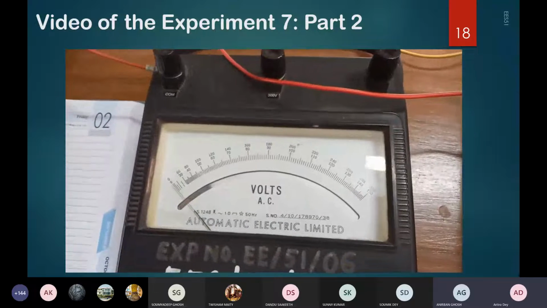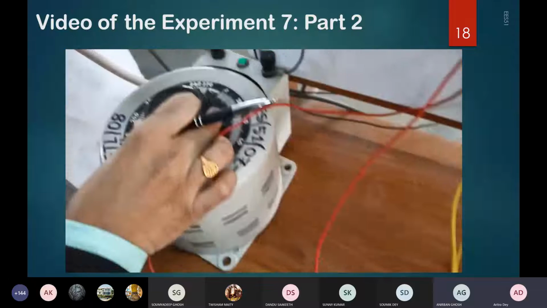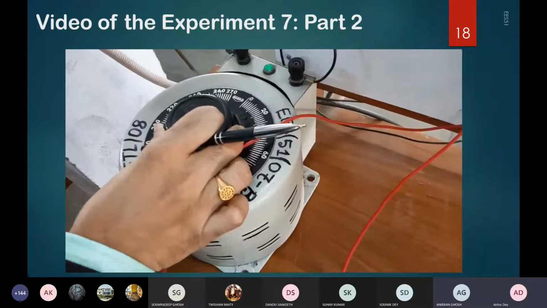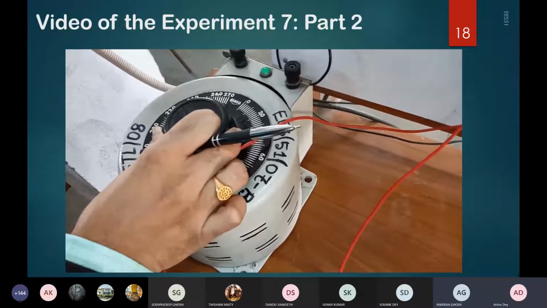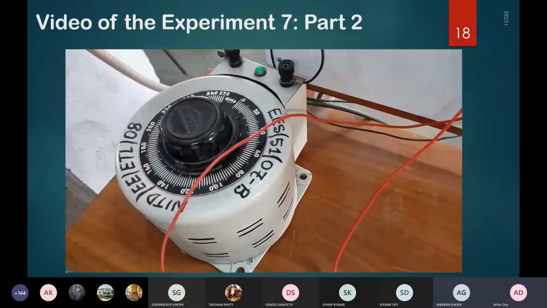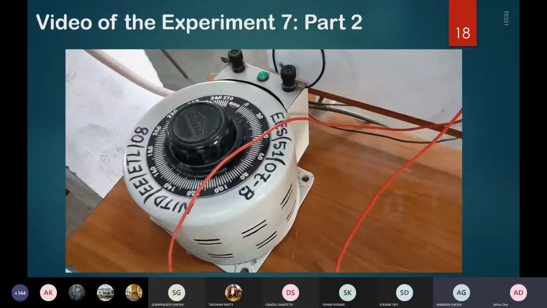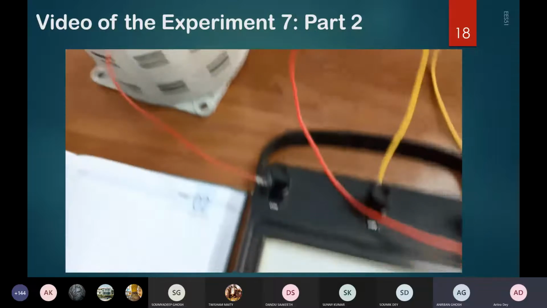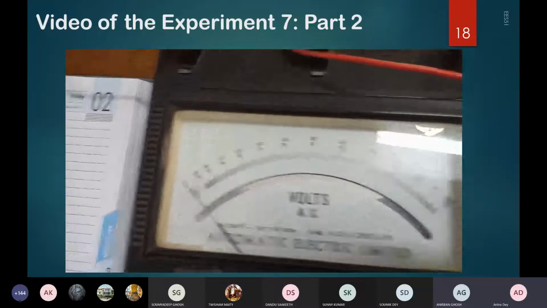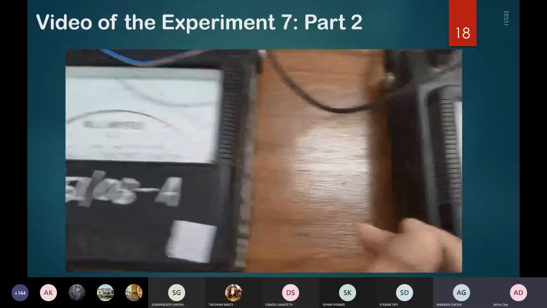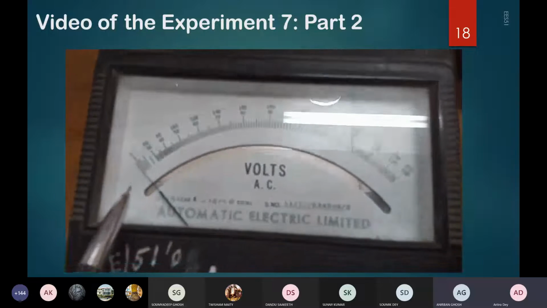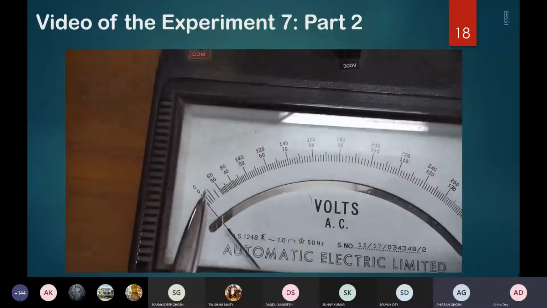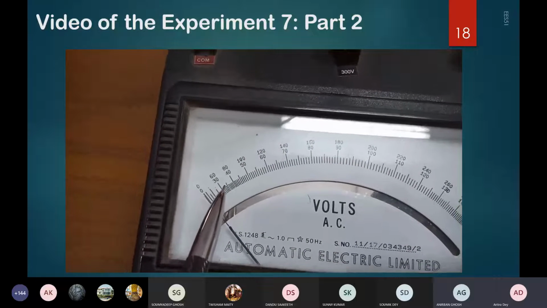So gradually I am increasing the voltage from 0 to 20, and as it is a nonlinear scale, this is an AC voltmeter, so you cannot see very well, but still this is for 20 here, and then you can check here. For this also we have to take the above scale, and here also it is not very well understood.